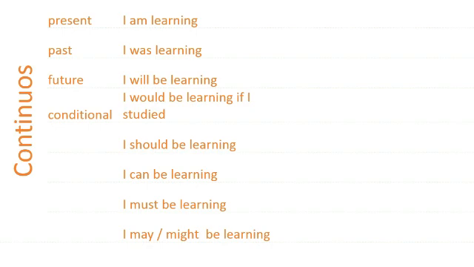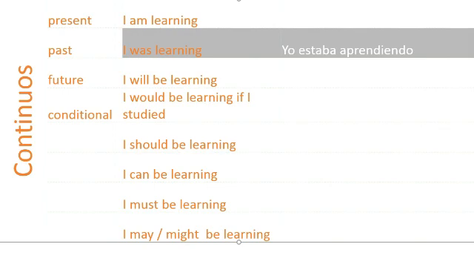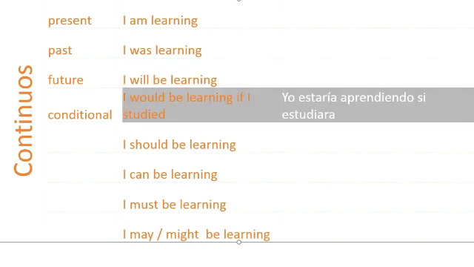Continuous. I'm learning. Yo estoy aprendiendo. I was learning. Yo estaba aprendiendo. I will be learning. Yo estaré aprendiendo. I would be learning if I studied. Yo estaría aprendiendo si estudiara.